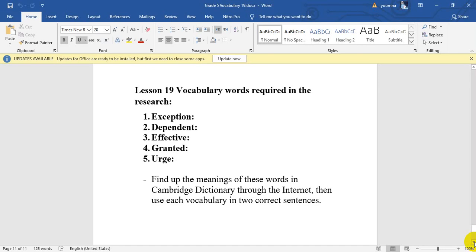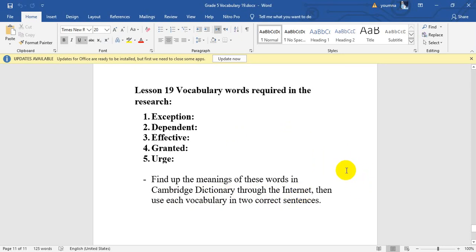Number 1, exception. Number 2, dependent. Number 3, effective. Number 4, granted. And number 5, urge. What I want you to do is so easy. Find out the meanings of these 5 words in the Cambridge Dictionary through the internet. So you are going to navigate through the internet by Google Chrome, and then write Cambridge Dictionary, and you are going to search for the meaning of each word from English to English.